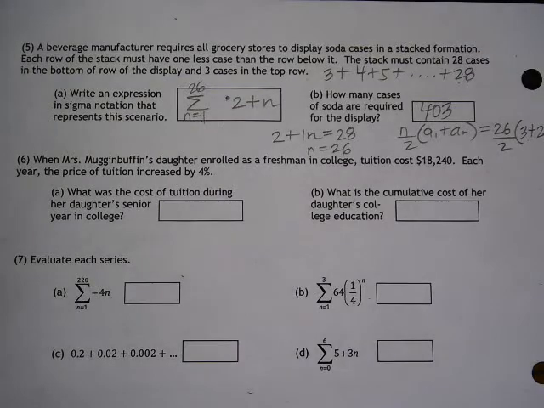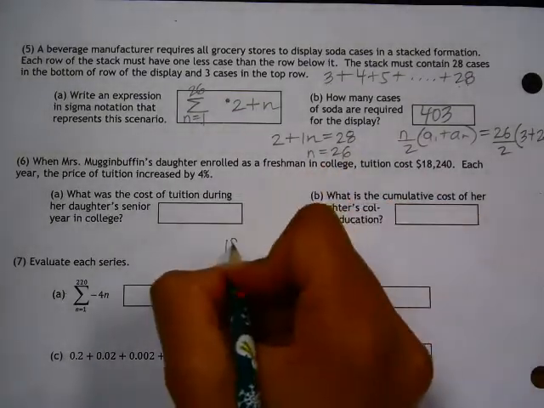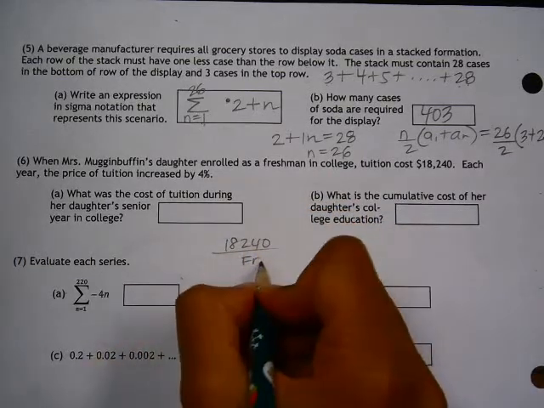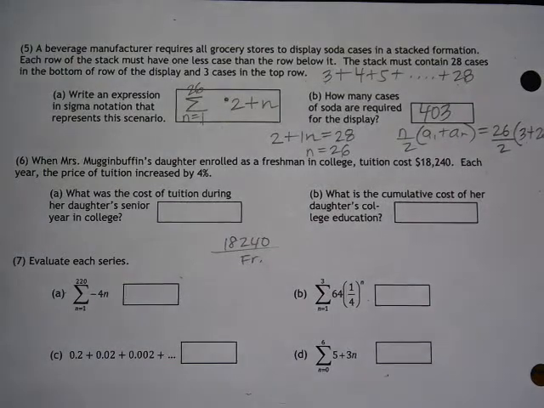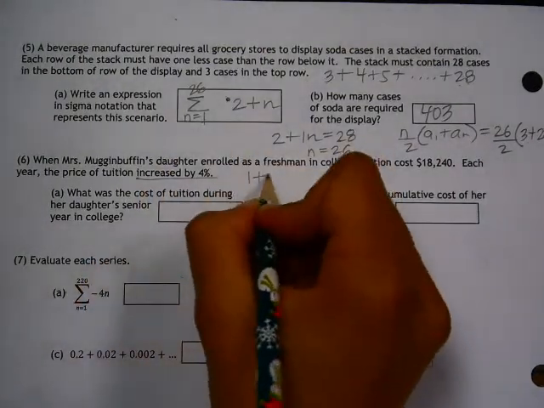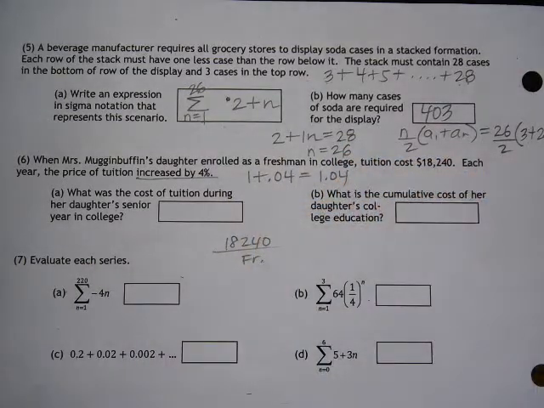Alright, on number 6, when Mrs. Mugginbuffin's daughter enrolled as a freshman, the tuition cost $18,240. So this is her freshman year. Each year, the price of tuition increased by 4%. So an increase of 4% means the multiplier is 1 plus 4%, or 1.04.